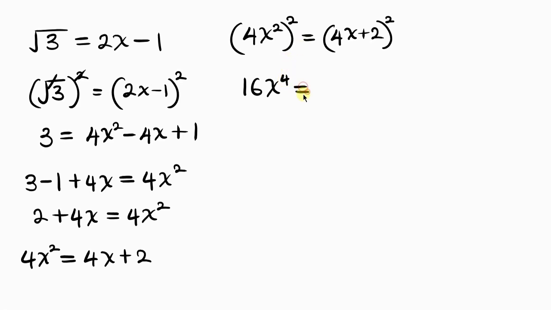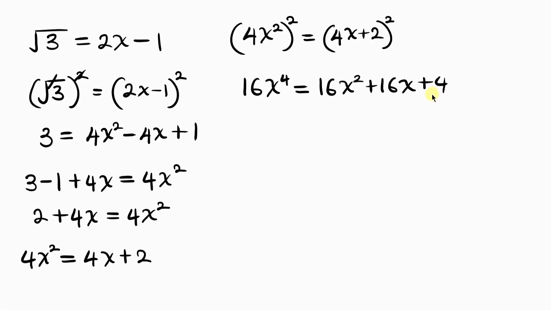Equal to, now let's expand this. So (4x + 2)... I'm going to be having 4x squared is 16x squared. Remember, this power affects the 4. It also affects the x, leaving this result. So now 2 times 4x times 2 gives 16x. And then 2 squared is 4.